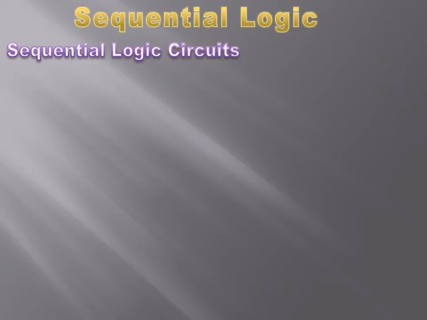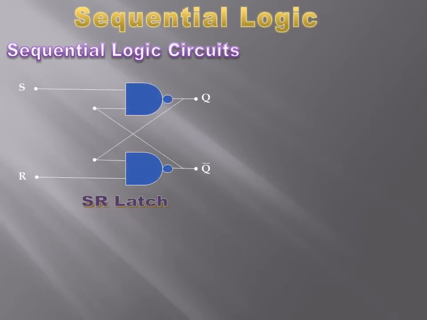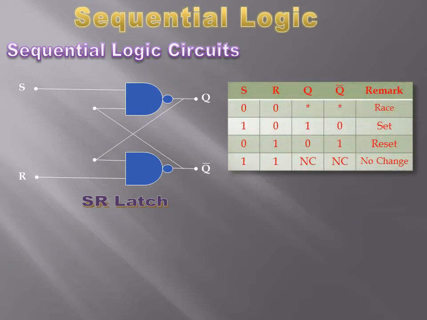In sequential logic, we'll start with the basic circuit, what is called a latch or SR latch. It is a circuit connected with two NAND or NOR gates. Such a circuit has four conditions according to its input variations.